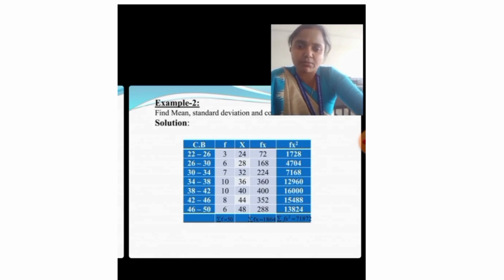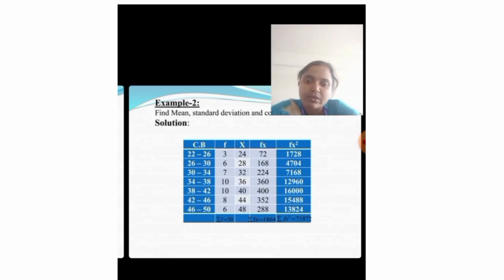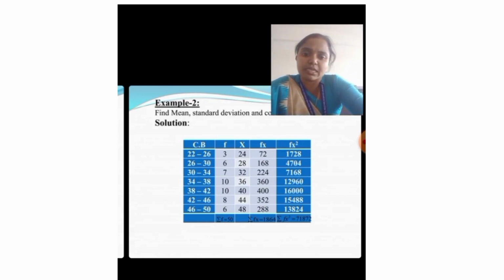Then we sum up our frequency values, that is summation f, which we consider as our n here in the continuous case. Summation f is 50. Then we sum up the values of f into x, and we get summation fx equal to 1864.